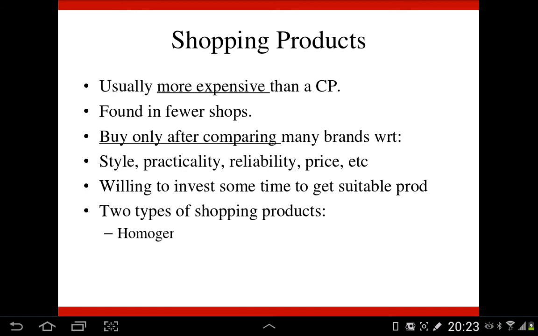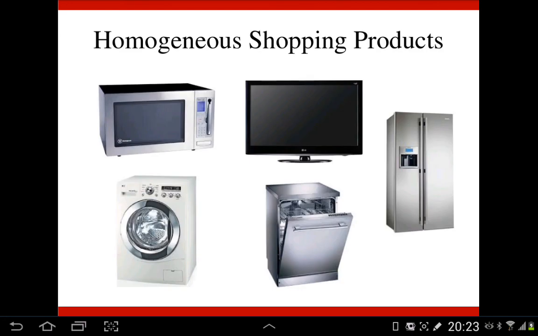And you get two types of shopping products: homogeneous and heterogeneous. Now, homo means the same and hetero means different. So let's first look at homogeneous shopping products, and these are products that are pretty much all the same. A microwave is a microwave. One microwave does the same thing that all microwaves do. It heats up your food. Some microwaves just have a few small differences. They may be bigger, they have a nicer look to them, but it does the same thing. The same with TVs and fridges and washing machines and so forth.